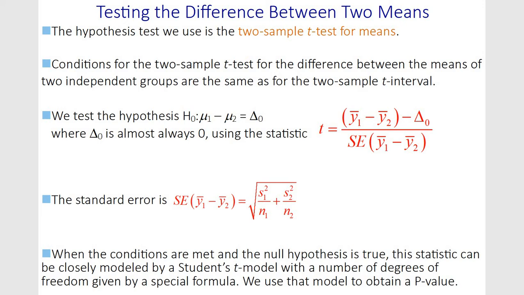All right, so all of this kind of follows a similar, familiar pattern, right? When the conditions are met and the null hypothesis is true, this statistic can be closely modeled by a student's t-model, with a number of degrees of freedom, and we use that model to obtain a p-value. So we're creating a model and then finding our p-value.